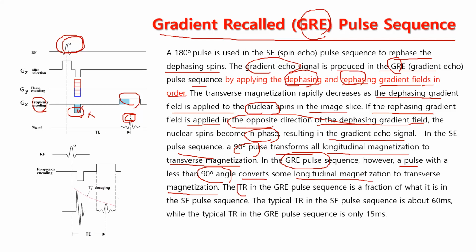The TR, time of repetition, in the GRE pulse sequence is a fraction of what is in the spin echo pulse sequence. The typical TR in the spin echo pulse sequence is about 16 milliseconds, while the typical TR in the GRE pulse sequence is only 15 milliseconds, generally 4 times less.